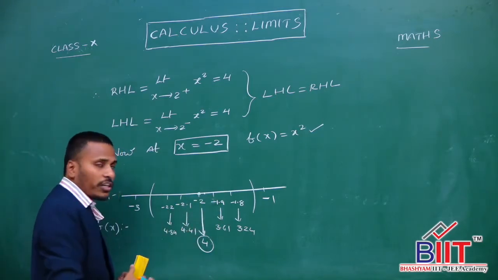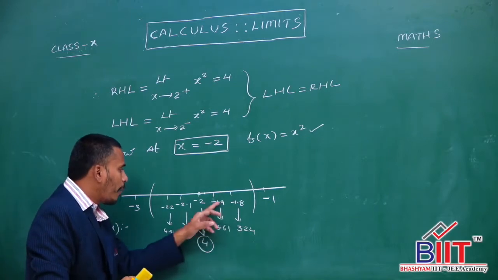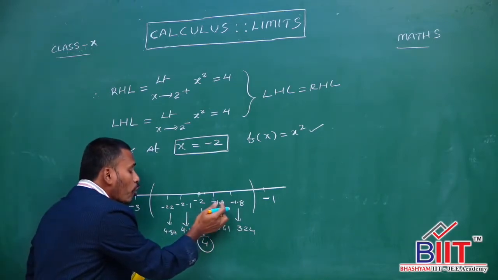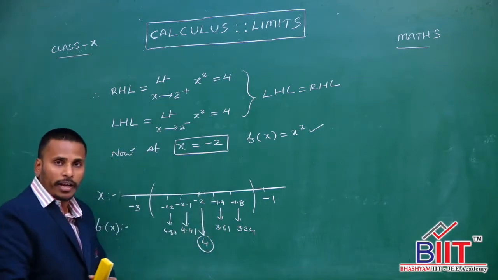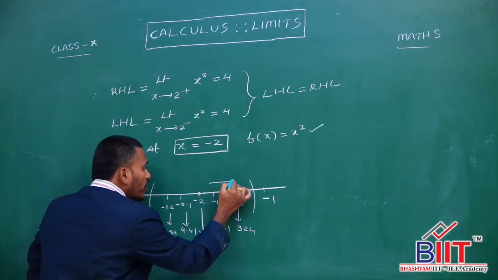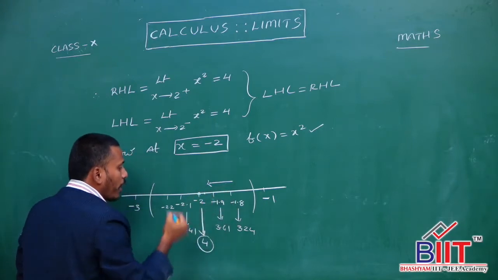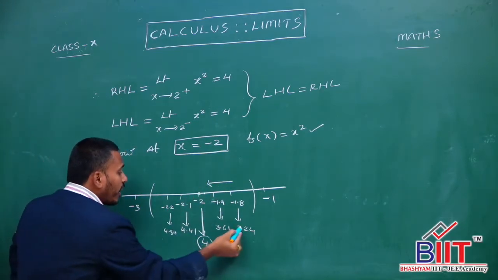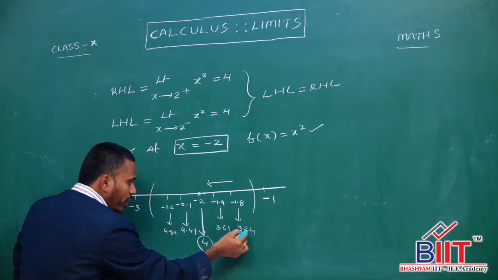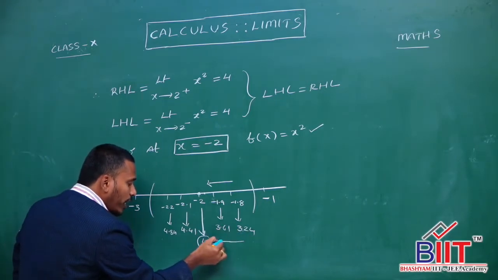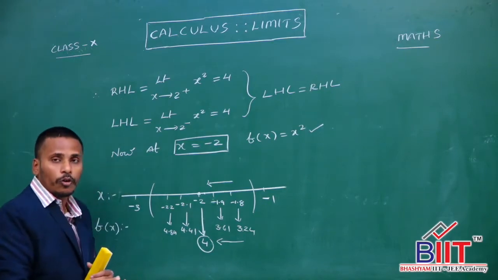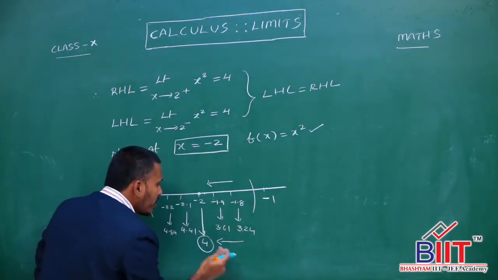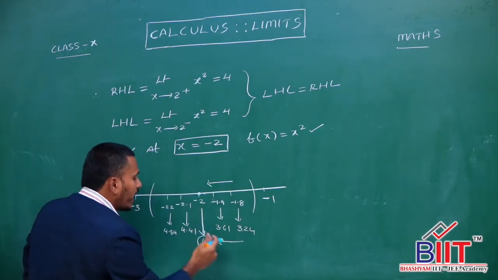But just for our discussion, for the convenience of discussion, I am taking these as my x values. If you change the values of x on the right side of -2, in the sense that you are changing x values towards -2 and x is greater than -2, here again the functional values are increasing: 3.24, 3.61, increasing and moving towards 4. This is the analysis of the function on the right side of -2.